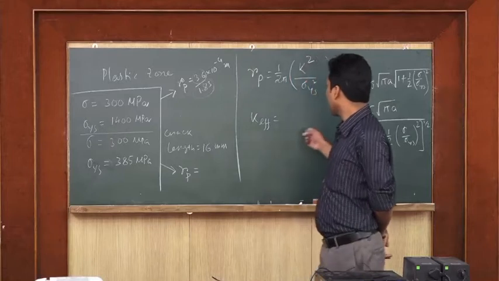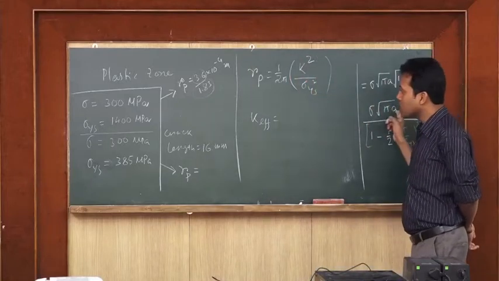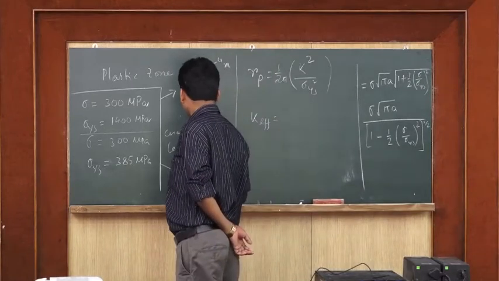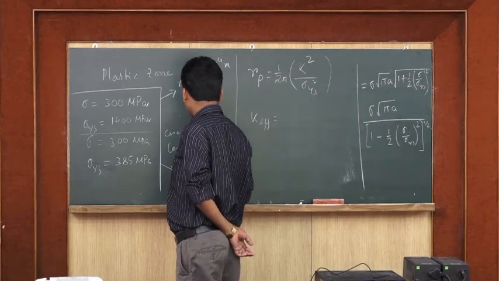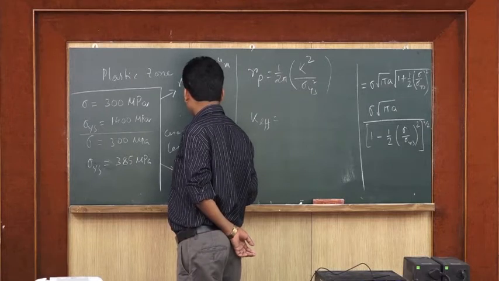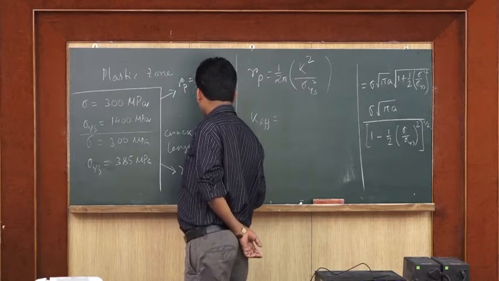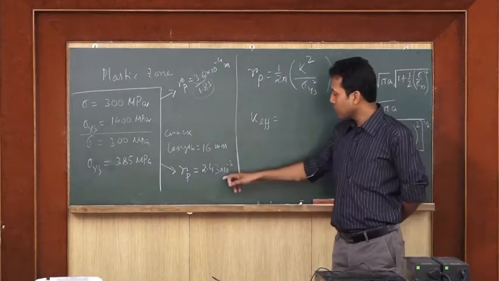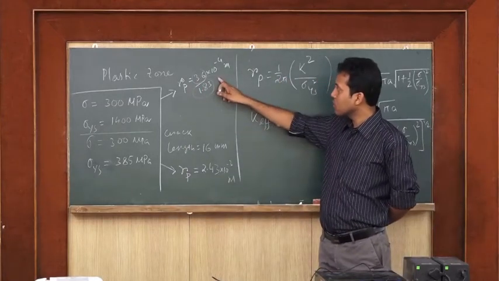So only putting the value, why are you taking so long? Okay. So the next case you are telling is 2.43 into 10 to the power -3 meter. So at least I have some idea about what the plastic zone size is in this case.